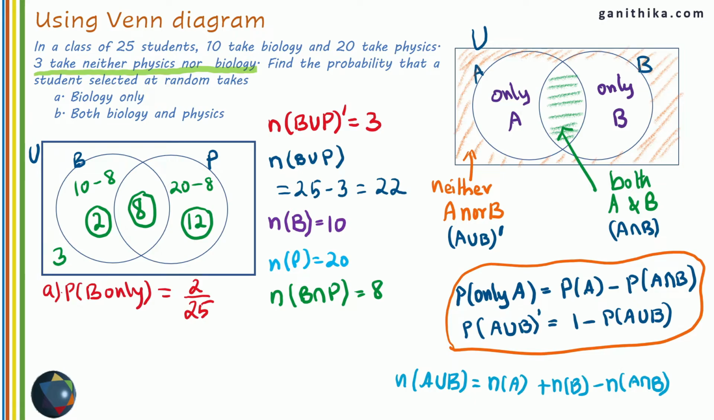What is the next one? Biology and physics, which is B intersection P. How many elements are there in B intersection P? There are 8 elements. Total is 25. Therefore, the probability of B intersection P will be equal to 8 over 25. And this is how you use Venn diagram in finding probabilities of simple events.